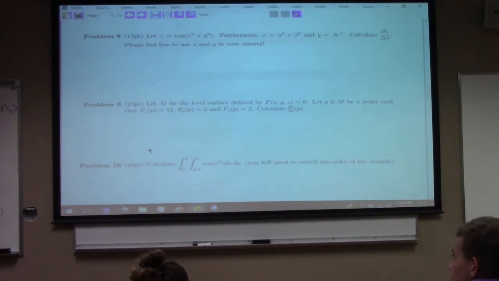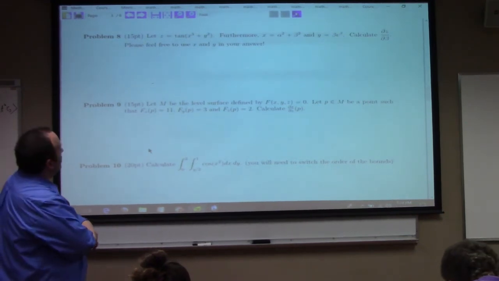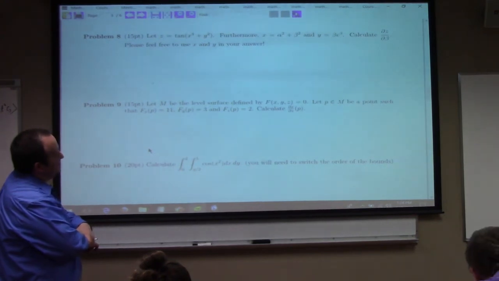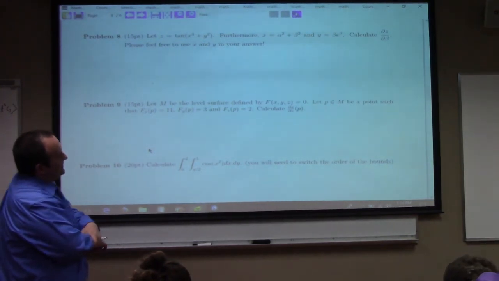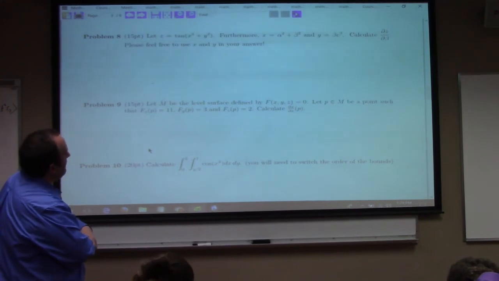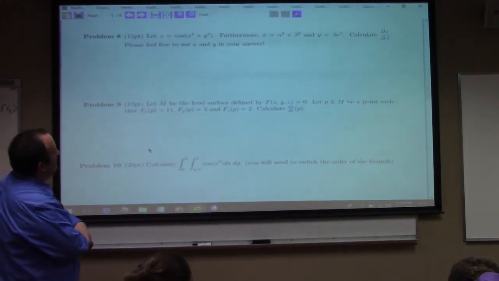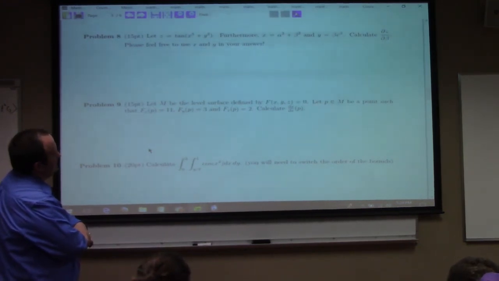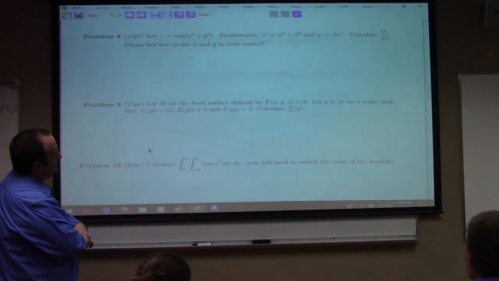Oh, here's that chain rule problem I was talking about, right? I give you z is tangent of x cubed plus y squared. I tell you x as it relates to alpha and beta. And I say calculate partial z, partial beta. And I say, please feel free to use x and y in your answer. That is an honest request, because it's so much more pleasant to grade if you use x and y as opposed to re-expressing the whole thing in alpha and beta.